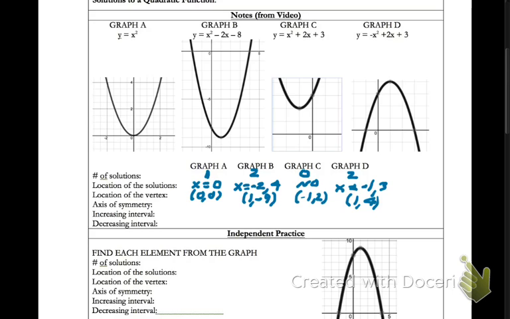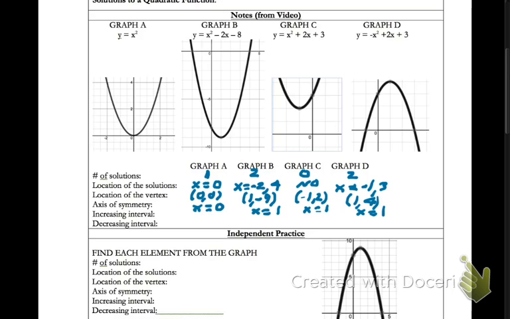So the first line of symmetry, or axis of symmetry, is that x is equal to 0. The second one is that x equals 1. The third one, x equals -1. And the fourth one is that x equals 1. Okay. So we've got that all filled in.